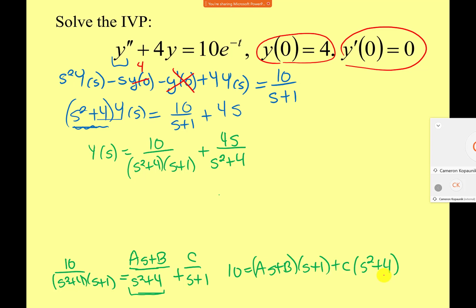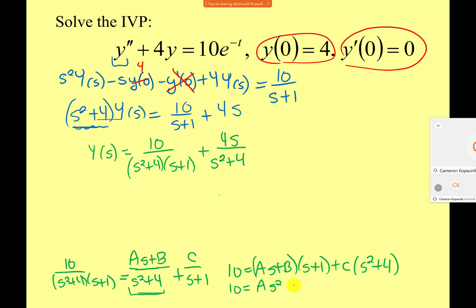Now I can find C here because I could let s be -1, but then I don't have an easy way to find the A and the B. So you've got a couple of choices when you have that quadratic factor. You can just choose some other values of s and find the A and the B, or you can just multiply it out and equate coefficients. And that's what I'm going to do here, because I want to remind you of how that worked when you did partial fractions. So how that works is you would need to FOIL this, multiply everything out.